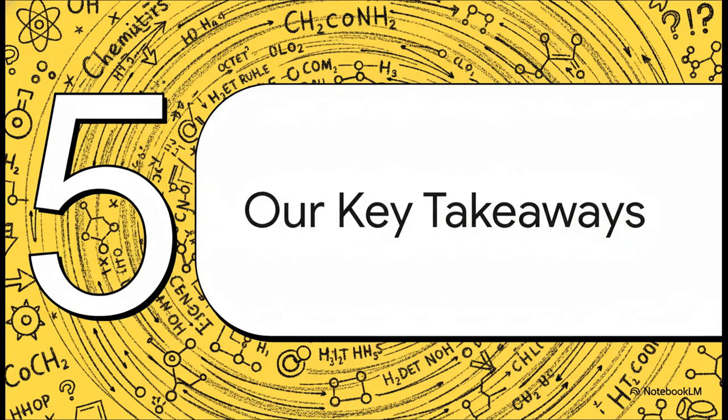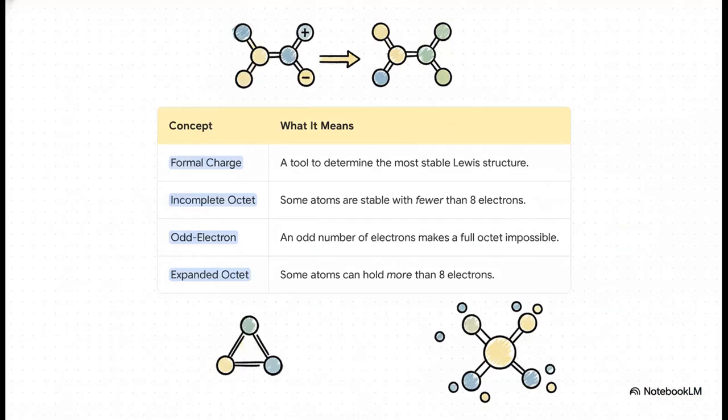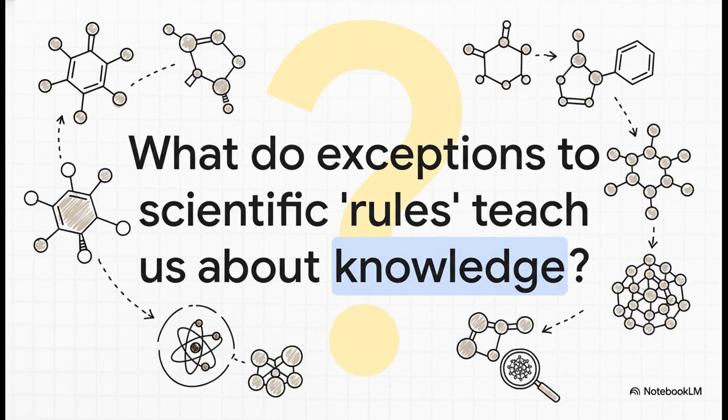So let's just take a moment and wrap up with the key ideas we've talked about. We've got formal charge, which is our go-to tool for picking the best molecular structure when we've got choices. And then we have our 3 big exceptions, the incomplete, odd electron, and expanded octets. Together, they remind us that the octet rule is a fantastic model, but it's not an absolute, unbreakable law. And this really leaves us with a bigger thought, doesn't it? When we find exceptions to a scientific rule, it doesn't mean the rule is wrong or useless, not at all. It means we're building a more detailed, more nuanced, and ultimately more accurate picture of how the world really works. It's a perfect example of science in action, a constant journey of refining our ideas to get closer to the truth.